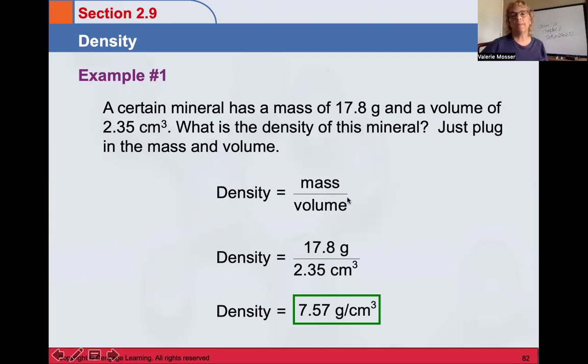So the density is the mass divided by the volume, 17.8 divided by 2.35. So the density comes out to 7.57 grams per centimeter cubed. Each one of these numbers has three sig figs, so the answer is going to have three sig figs. These are all measured values.